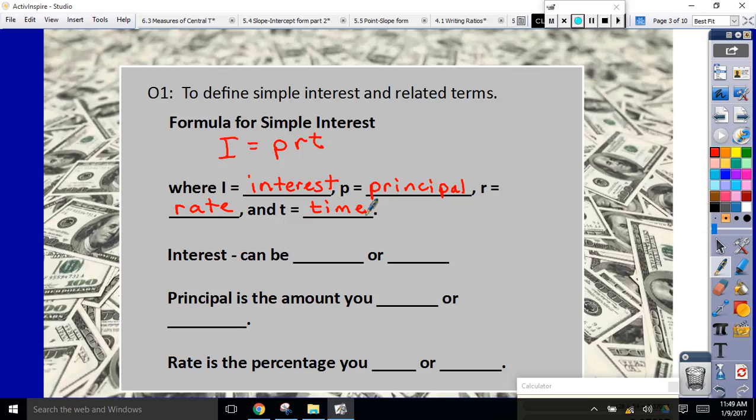Principal is something that can either be paid or earned. Can anyone give me an example or tell me what interest is?